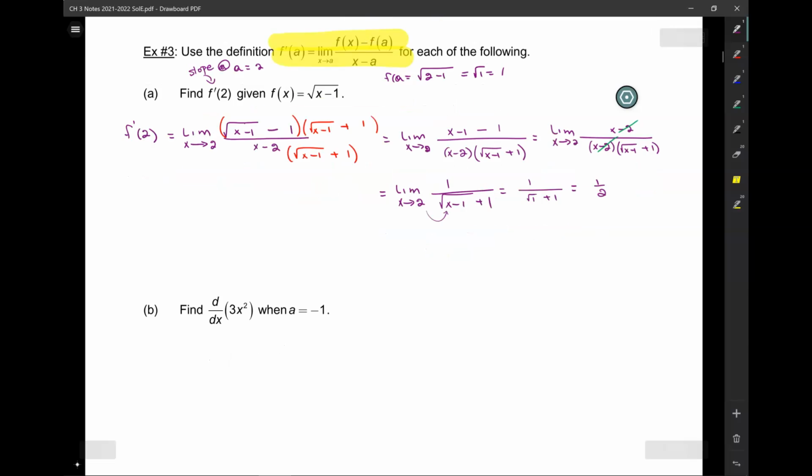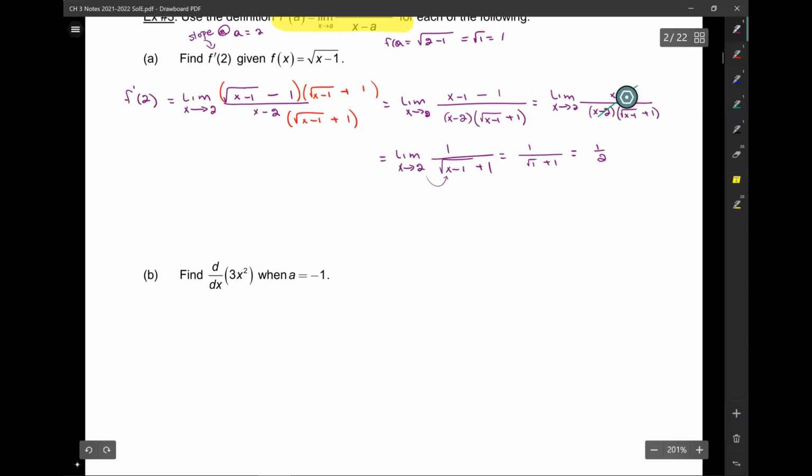The second part, right? X minus 1, so you got x minus 2 times plus x minus 2. So what we've found is that f prime of 2 is 1/2. What does that mean? The derivative at x equals 2 is 1/2. What does that mean? The slope of the tangent line at x equals 2 is 1/2.